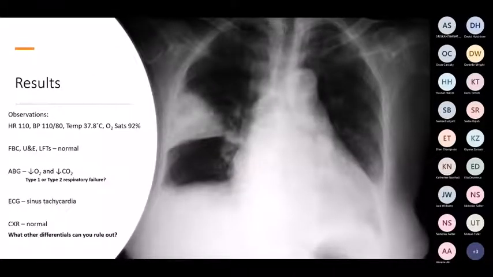So results come back. So you've done your observations. Just got a heart rate of 110, blood pressure of 110 over 80, temperature 37.8, and oxygen sats of 92% on room air. Her bloods all come back normal, and on her ABG you notice that she's got low oxygen and low CO2. So is that a type 1 or a type 2 respiratory failure?